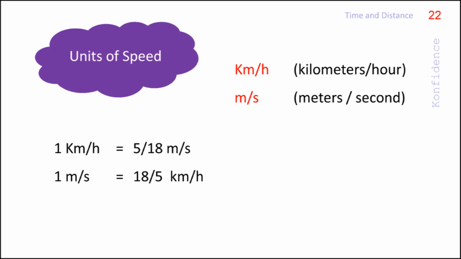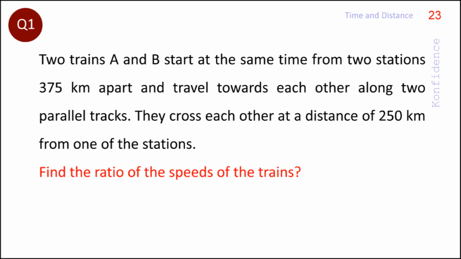Now let us turn to some questions from this set. Refer to the first question. In this question, as you can see, we have two trains A and B starting at the same time from two distant stations and going in opposite directions. They cross each other at a certain distance from one of the stations, and we are asked to find the ratio of their speeds.